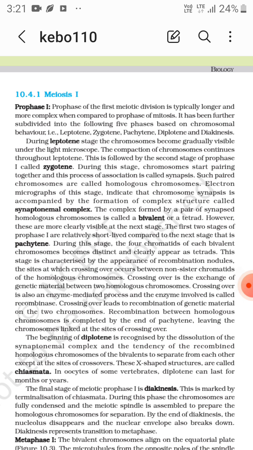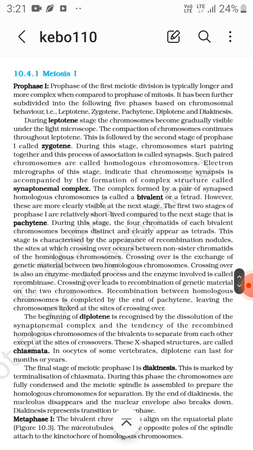The first one is leptotene, then zygotene, then pachytene, then diplotene, and then diakinesis. During the leptotene stage, the chromosomes become gradually visible under the light microscope. The compaction of chromosomes continues throughout leptotene.